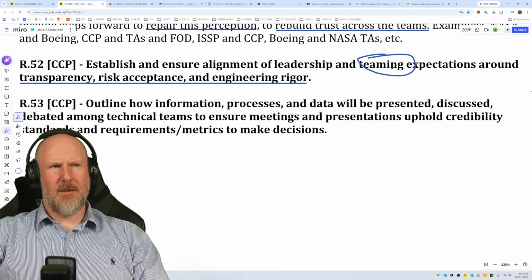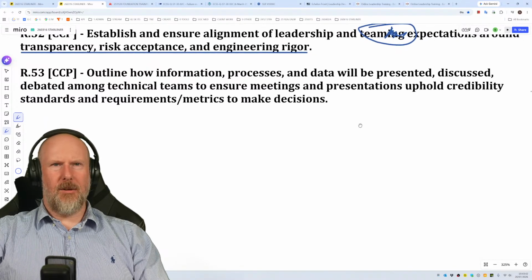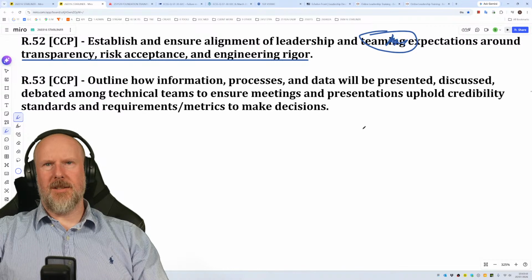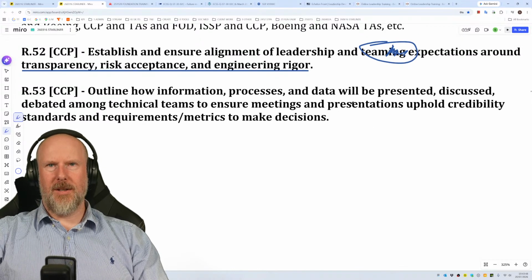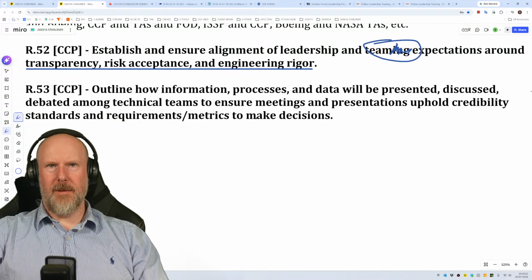Leadership and teaming expectations. Is this just team? Does it mean just team expectations? I think it does. Anyway, 53. Outline how information, processes, and data will be presented, discussed, debated among technical teams to ensure meetings and presentations uphold credibility standards and requirements metrics to make decisions.